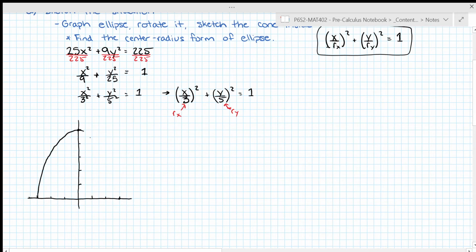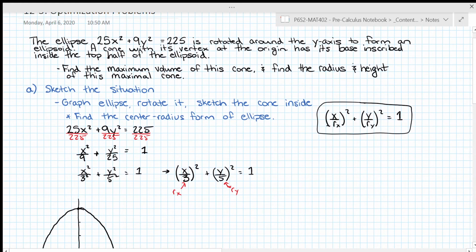X radius of 3, y radius of 5. The whole ellipse would end up going back underneath, like I would have this finishing off down there, but I don't care about that right now, so I'm just going to draw the top half. Okay. So I have that ellipse.